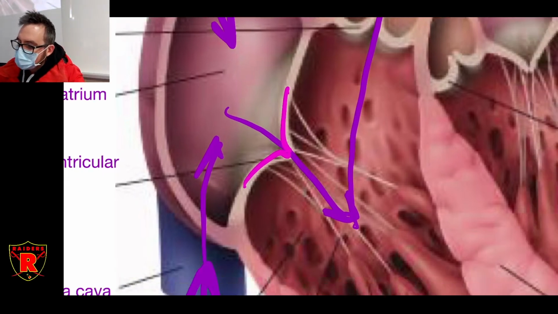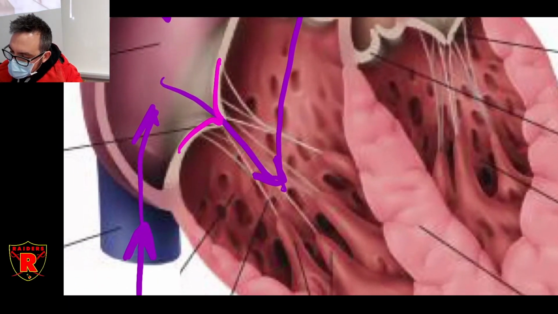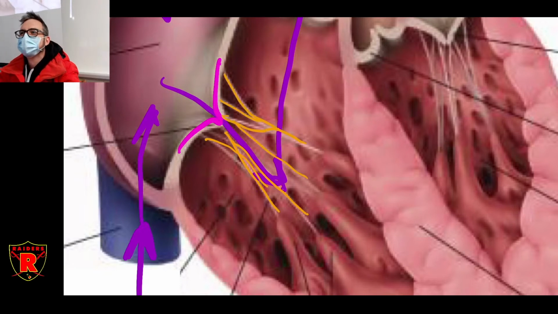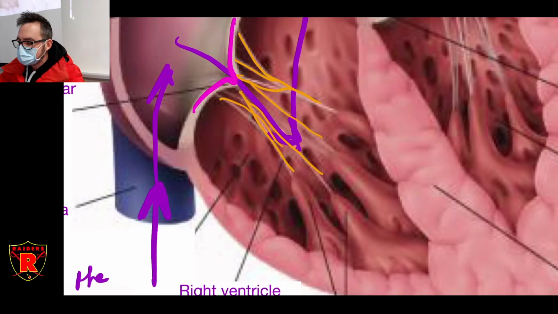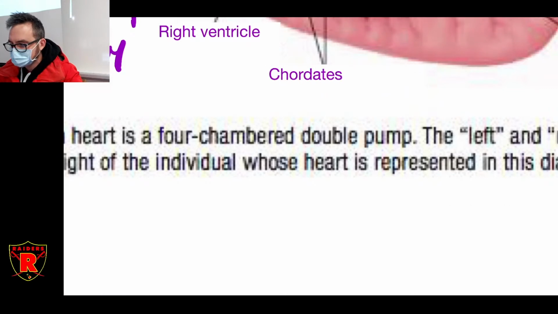So in order to keep the valve from going backwards and not breaking, you need some heartstrings. These are your heartstrings right here. So when someone is tugging on your heartstrings, they're pulling on these little strings. These little strings have a scientific name too. They're called chordae tendineae.